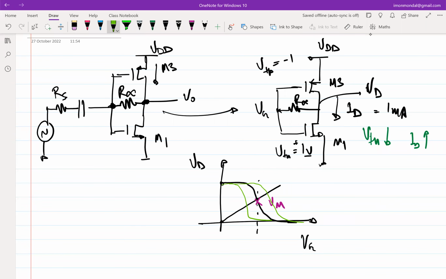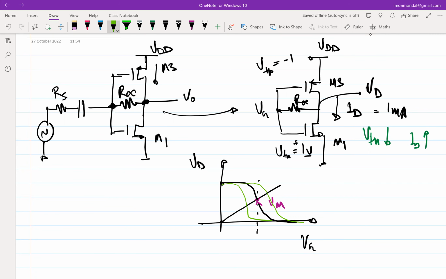Sir, this thing is changing because of change in ID. Pardon? All the curves are changing, shifting left or right, because of change in ID. No. This curve can shift left or right if the relative strength of M1 and M3 are different, right?